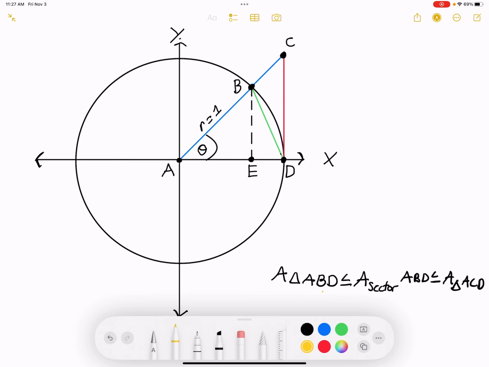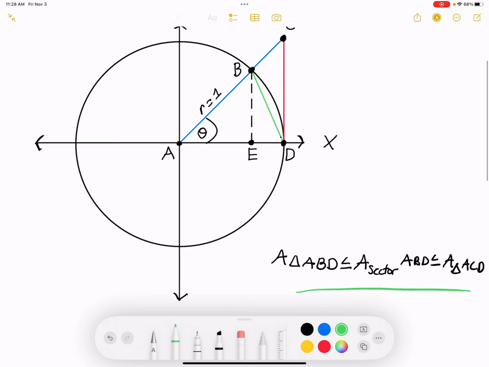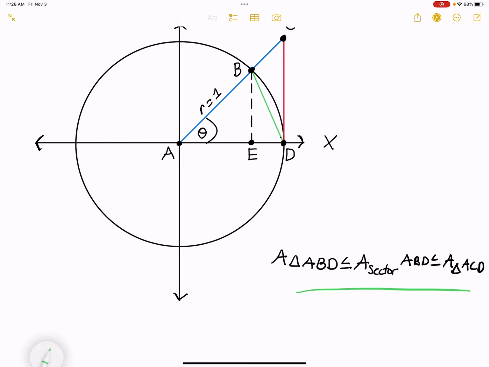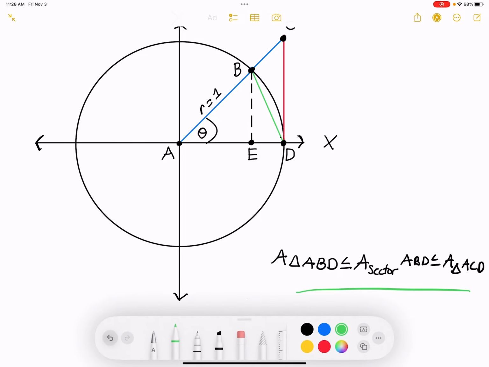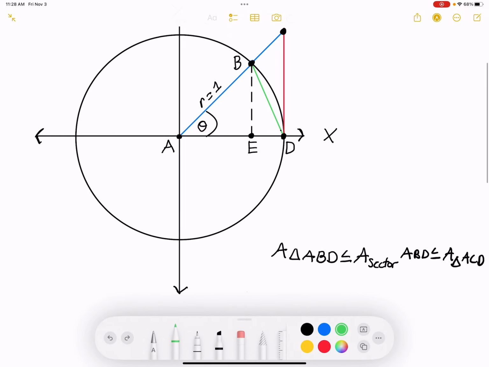If you look at the area of triangle ABD, which is this triangle right here, it should be obvious that that is less than the area of this sector ABD. And it should be obvious that that sector is less than the area of this triangle ACD. So it should be apparent that this statement here is true. And so we're going to use this statement to prove the sine x over x limit.